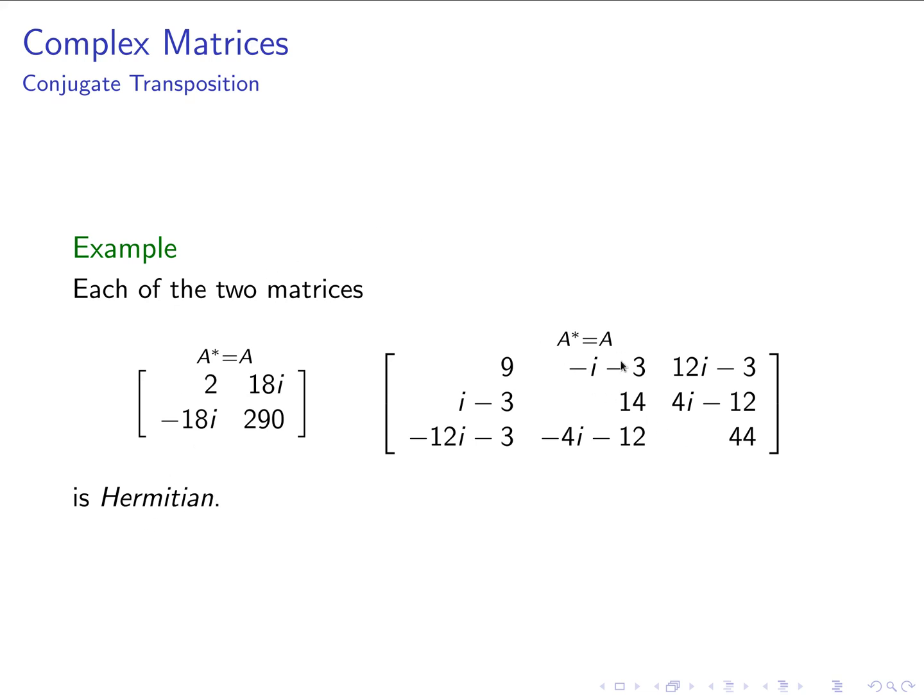For this 3 by 3, we have more entries to compare. Here we're pairing negative i minus 3 with i minus 3. Those two entries are not equal to one another, but they are conjugates of one another. 12i minus 3 is not the same as negative 12i minus 3, but these entries are conjugates of each other. And 4i minus 12 is not the same as negative 4i minus 12, but those entries are conjugates of one another. So here on the right, we're looking at an example not of a symmetric matrix, but of a 3 by 3 Hermitian matrix, because it satisfies the equation A star equals A.